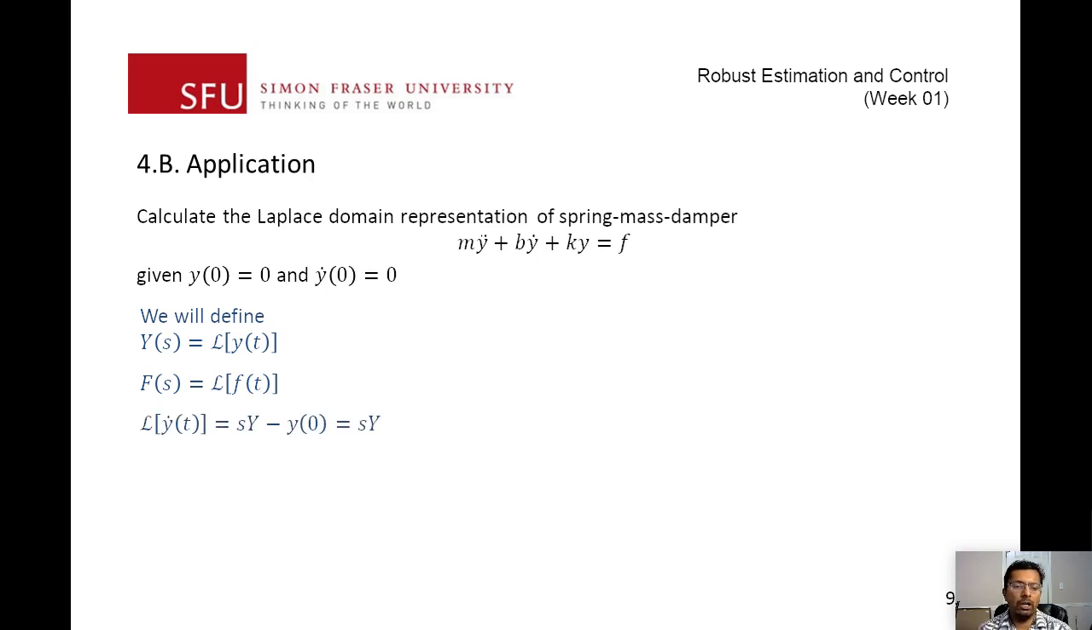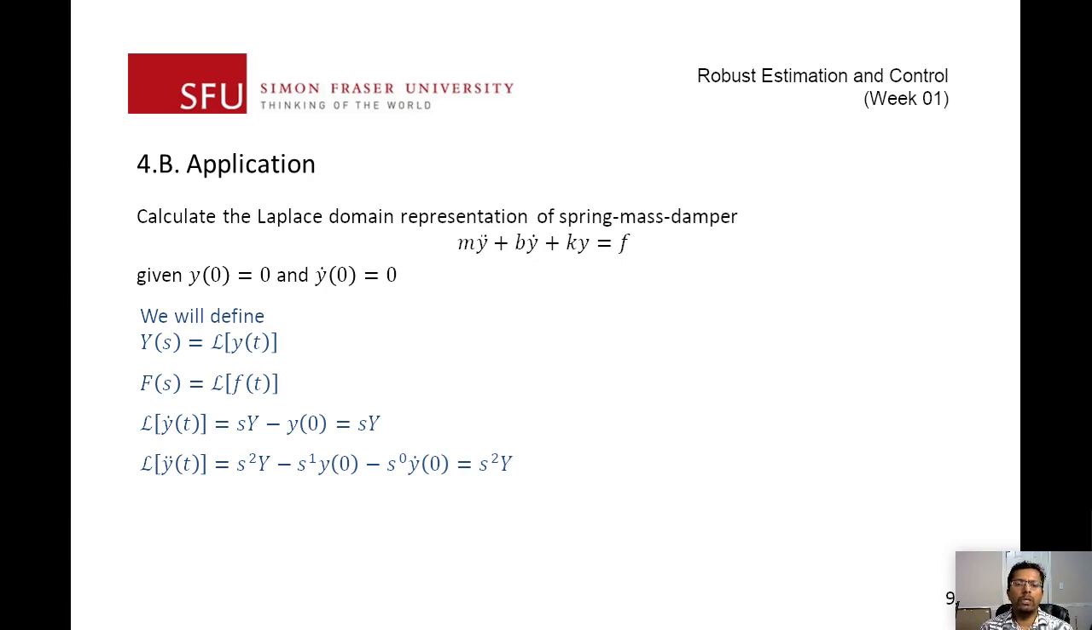The Laplace of y dot, if you recall, is s times Y minus y of 0. Because y of 0 is 0, this basically just gives us s times capital Y. And if you do the Laplace of y double dot, this becomes s squared capital Y minus s times y of 0 minus y dot of 0. All of these values, little y of 0 and y dot of 0, are 0. So the Laplace of y double dot just becomes s squared times Y.